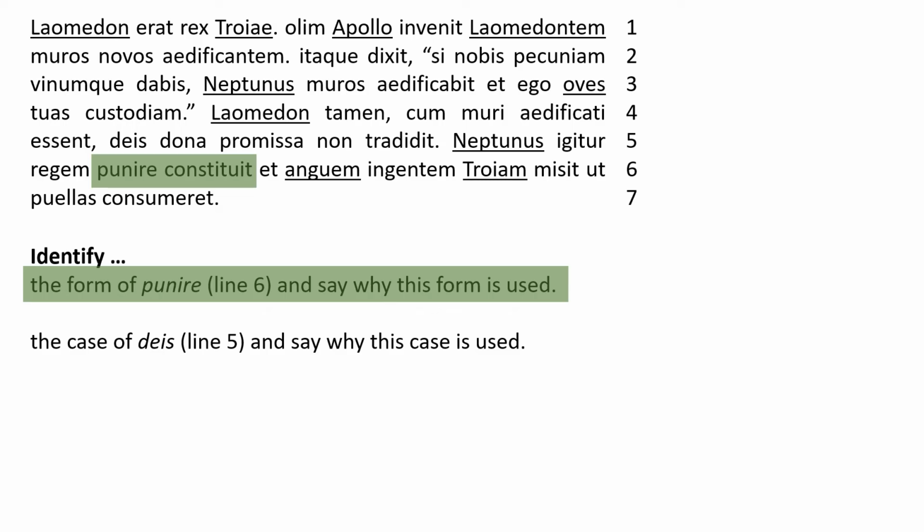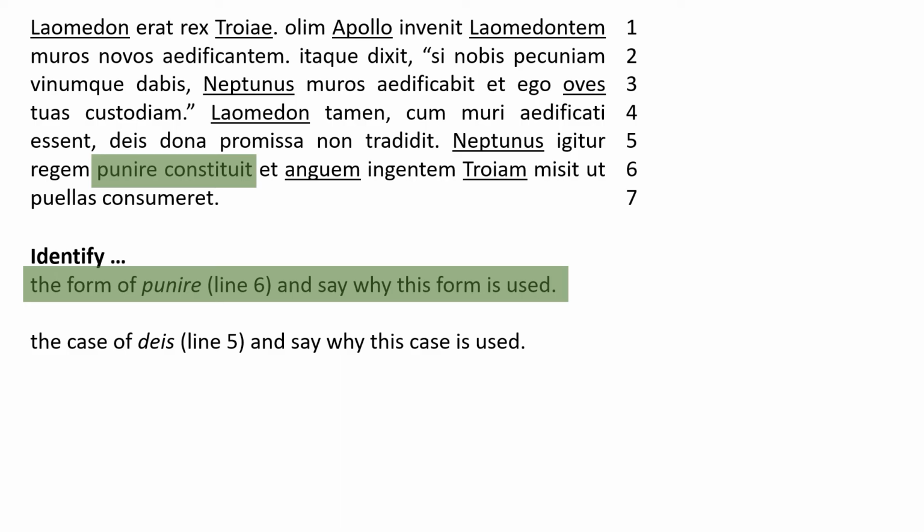Now, top tip, he often actually quotes that in the question. So watch out for that. If you're struggling, have a look at what he's given you. So here we've got constituit, which means he decided, and just like in English, he decided to, it requires the infinitive. So all you have to say is it's the infinitive because it's used with constituit.